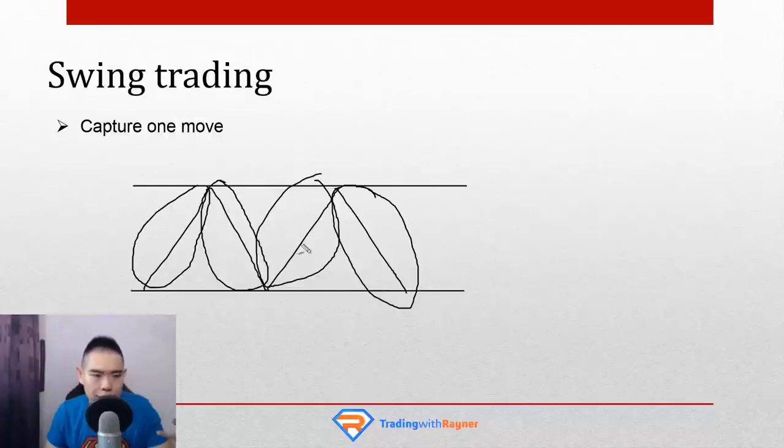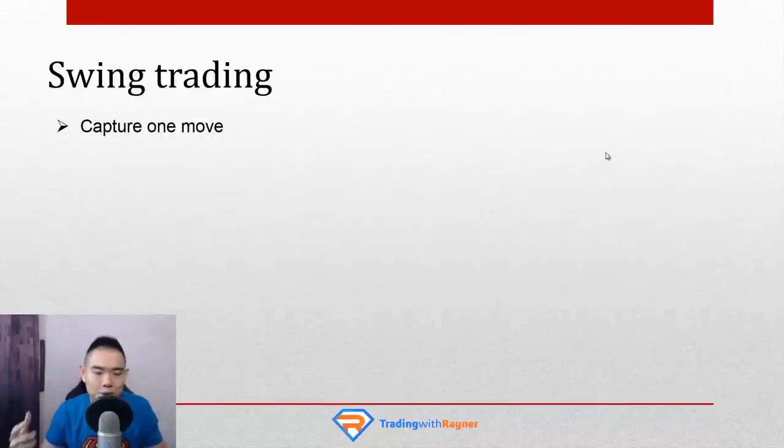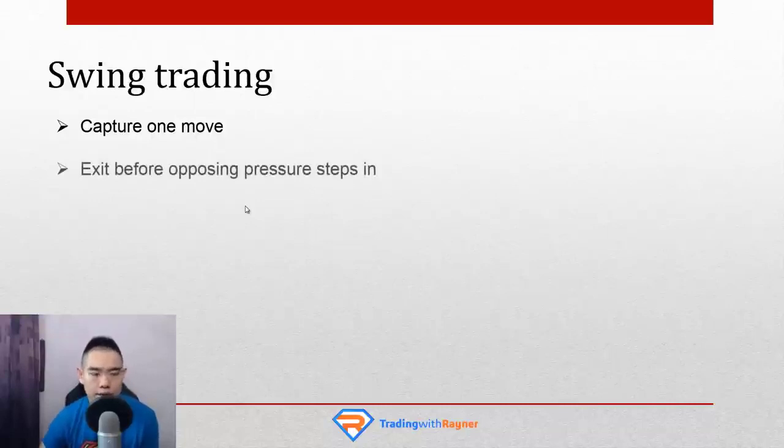Make sense? I know this looks like a mess, but in other words, swing trading refers to capturing one move in the markets. So now the question is, how do you capture one swing? To do it, you want to exit your trade before opposing pressure steps in. If you're a buyer, then opposing pressure is the seller. If you are a seller, then opposing pressure to you is the buyer.